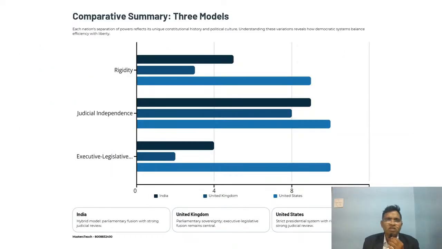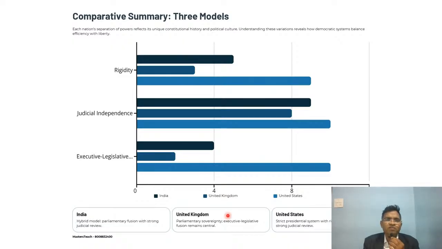If you are comparing the three models, that is India, the United Kingdom and the United States, each nation separates the powers in a way that reflects its unique constitutional history and political culture. These variations reveal how democratic systems balance efficiency.